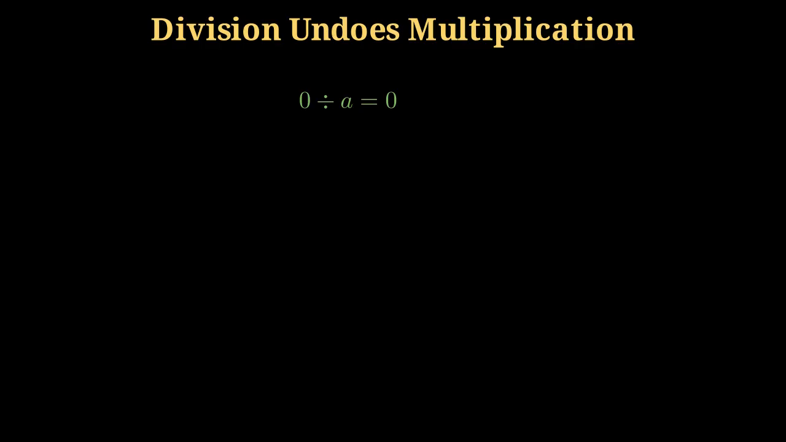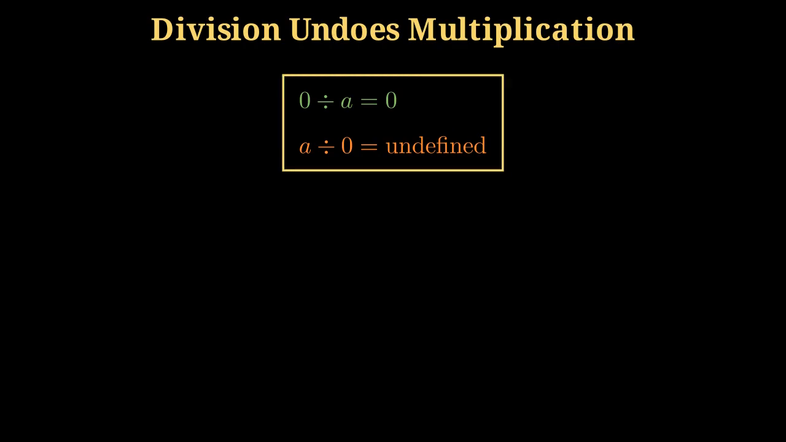0 divided by any number is just 0. Share nothing among 5 people, everyone gets nothing. But dividing by 0 is undefined, it has no answer at all. Sharing 60 shillings among 0 people is not 0, the question itself makes no sense. 0 on top, fine. 0 at the bottom, forbidden.